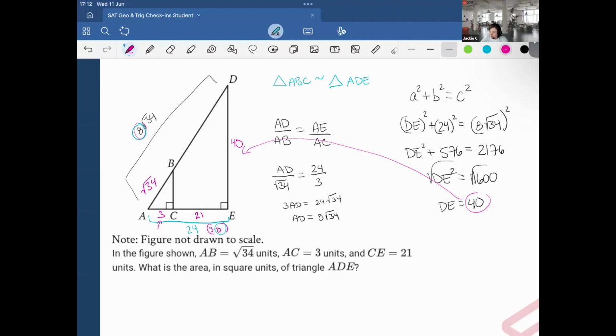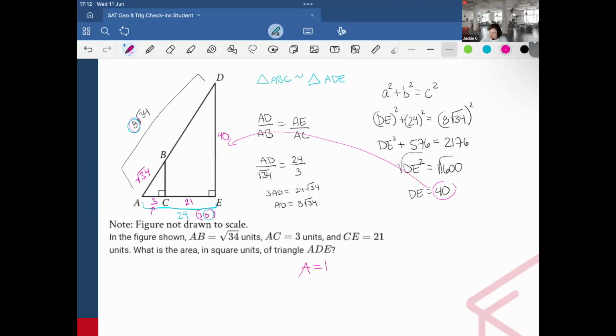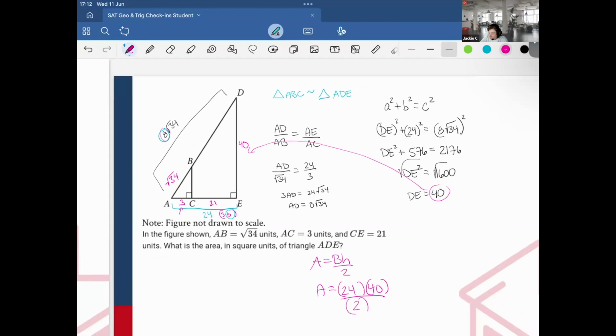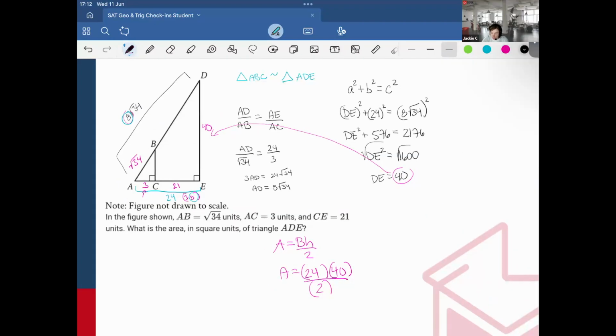Okay, and then now I just have to do area is equal to base times height divided by 2. Area is equal to the base 24 multiplied by the height 40 divided by 2. And that will be equivalent to 480, and that is our answer.